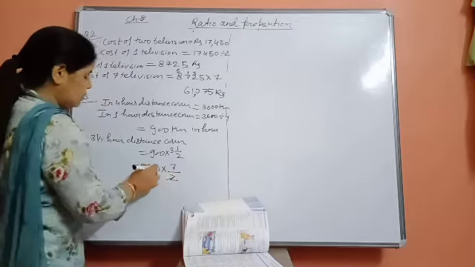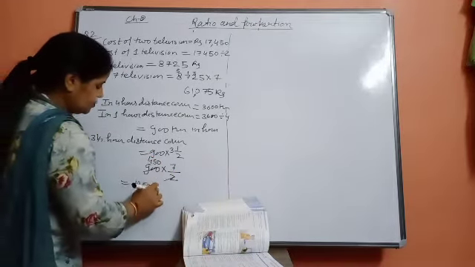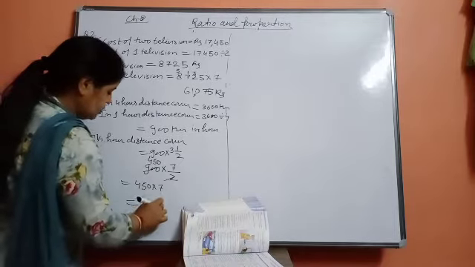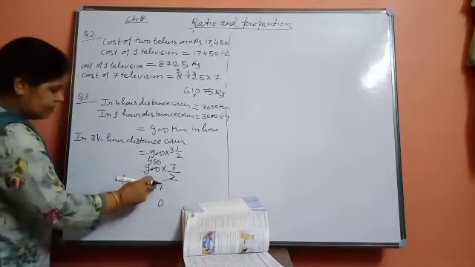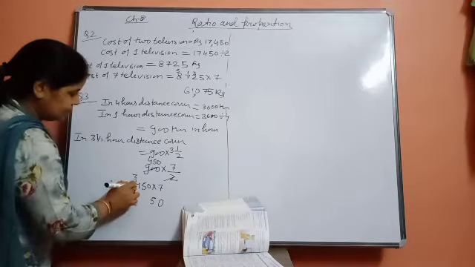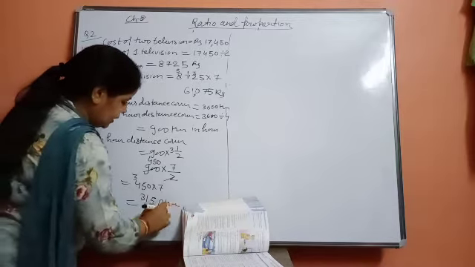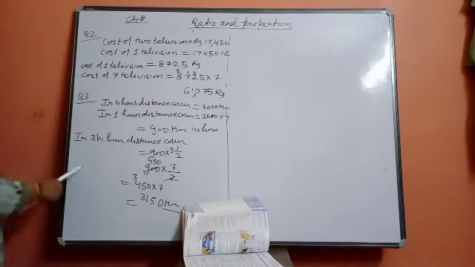See, it will be cancelled to 450 times 7. 7 5s are 35, 3 carry; 7 4s are 28 plus 3, 31. So 3150 kilometers is the distance it will travel in 3.5 hours. This will be your answer.